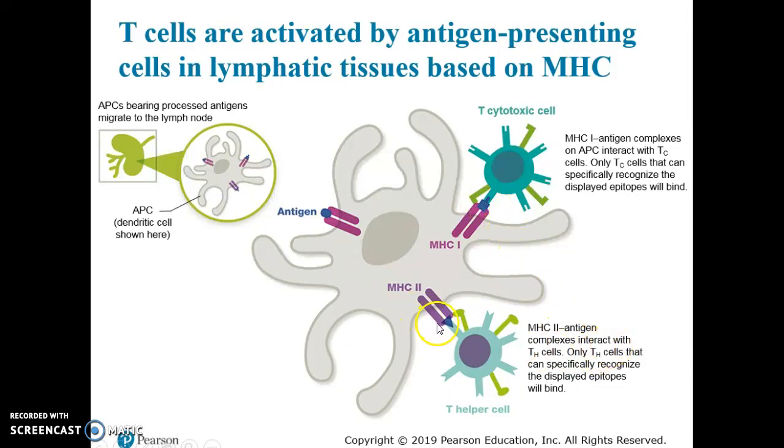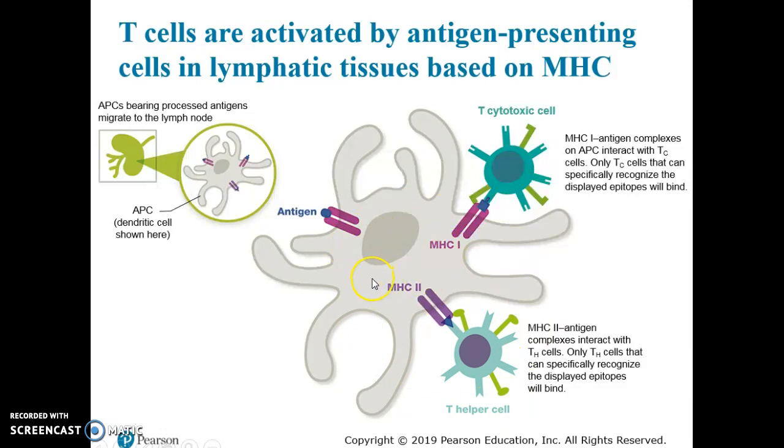MHC class 2 is going to specifically interact with, sorry, T helper cells that express CD4. All right, this is the T cell receptor, CD4. Both of these molecules must interact in order for there to be positive selection of that cell. And this is the antigen presenting cell.